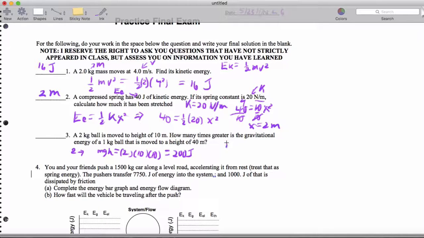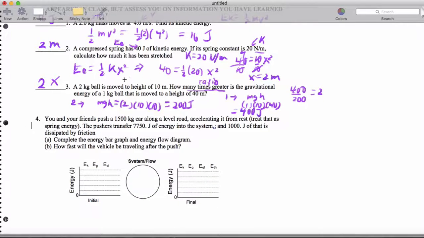And for the 1 kilogram ball, we're going to have mgh, but now it's going to be 1 times 10 times 40, which is 400 joules. So when we say how many times greater, that's another way of saying ratio. So 400 divided by 200 gives me a ratio of 2 times greater. All right. So that's kind of the introductory stuff.